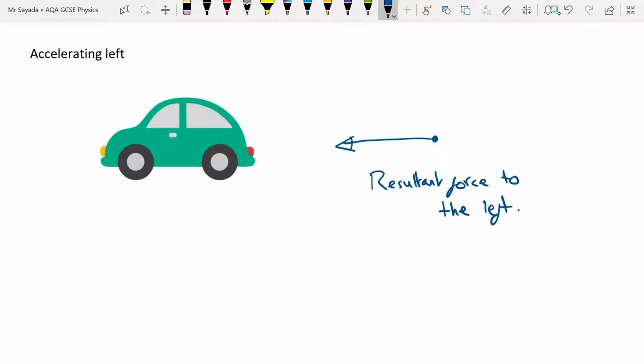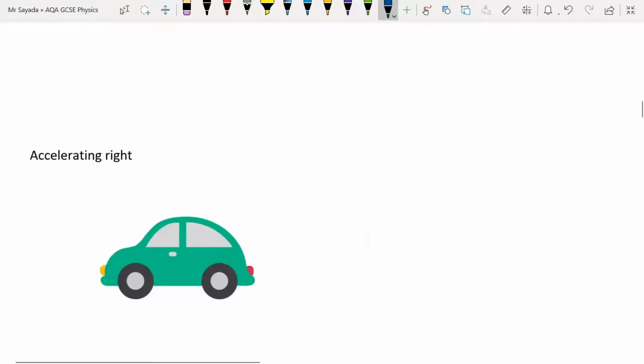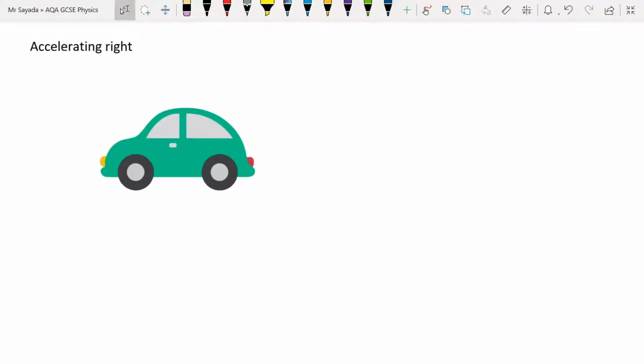So a resultant force to the left means that the object is accelerating to the left. Remember, we discussed how people make that mistake that they think if something has a resultant force to the left, it's going to move at a constant speed to the left. No, we've seen constant speed. What will the resultant force be? For a constant speed, the resultant force will be 0 newtons. So when there is a resultant force to the left, we actually get acceleration to the left. Pause the video to do this one now.